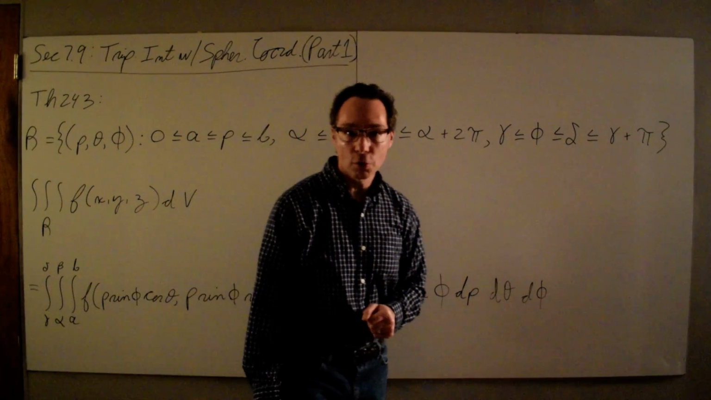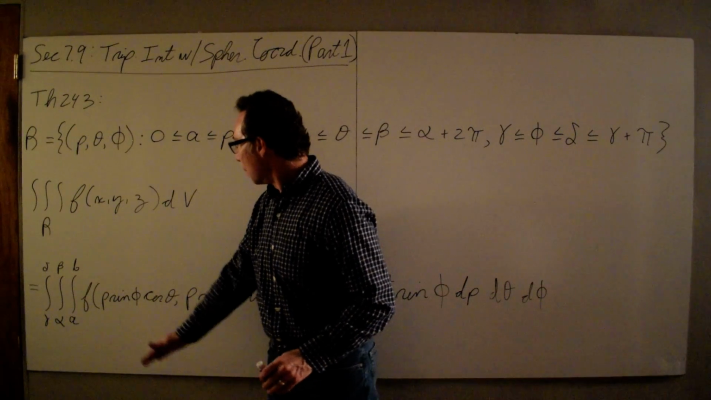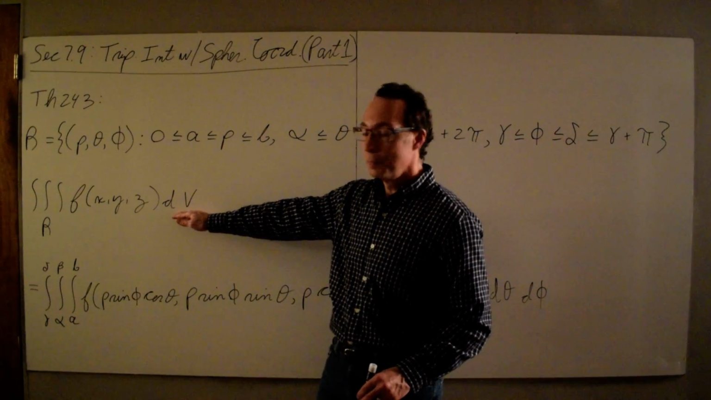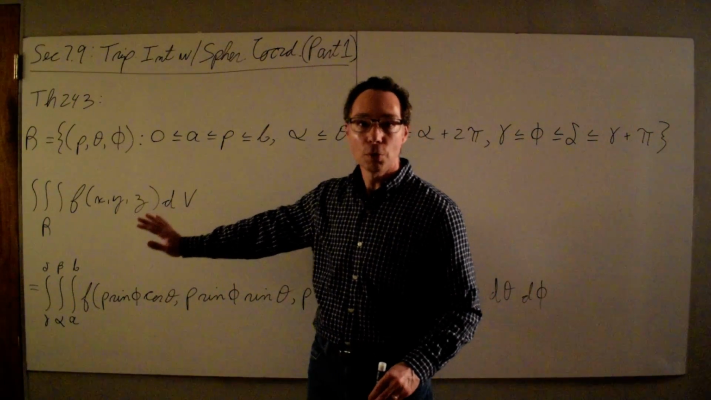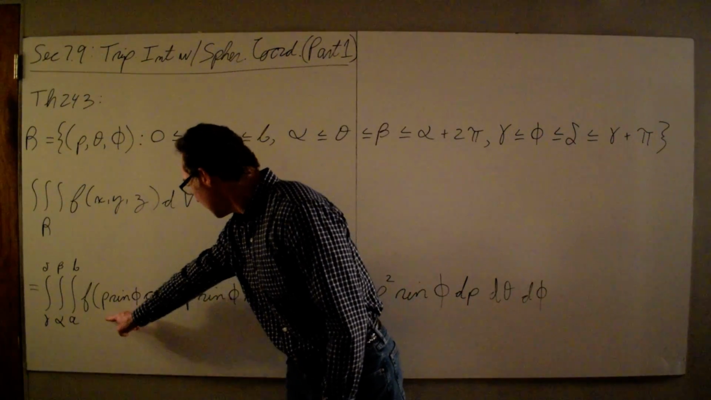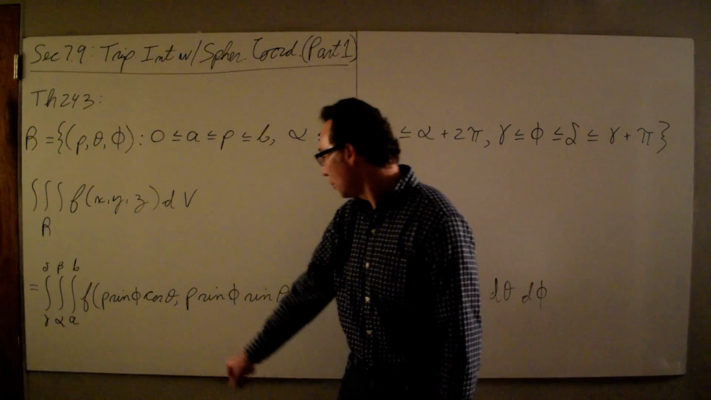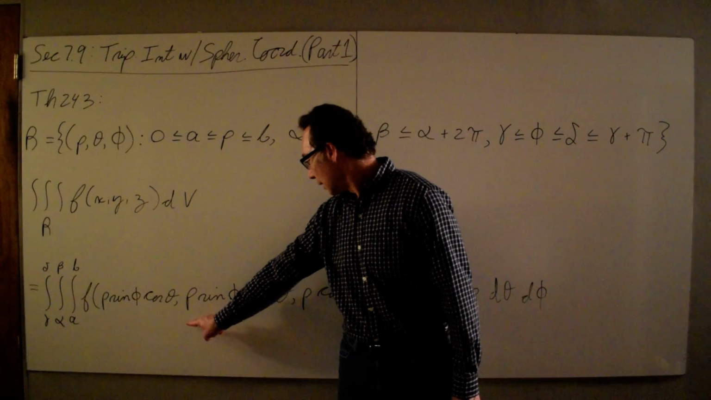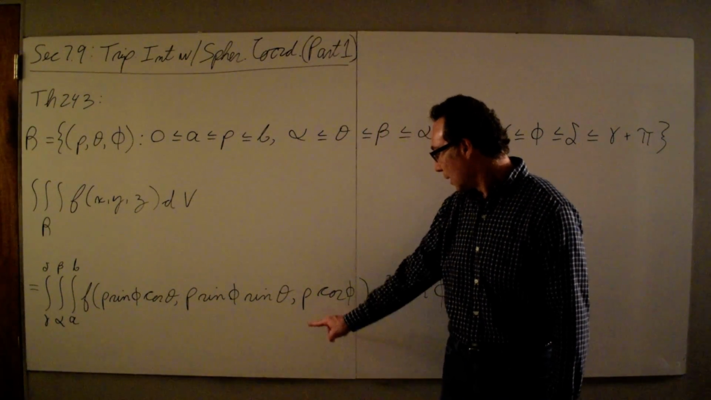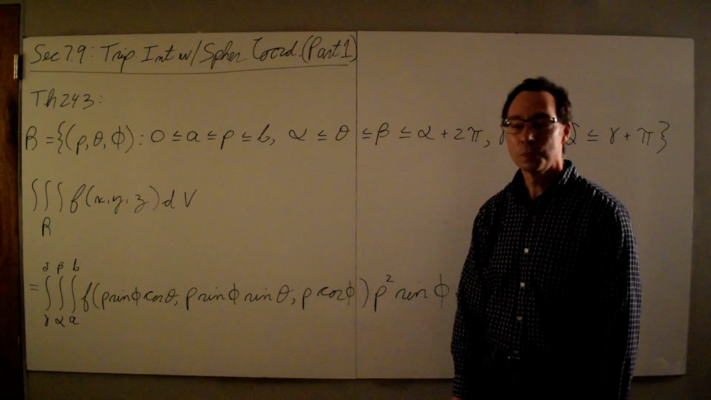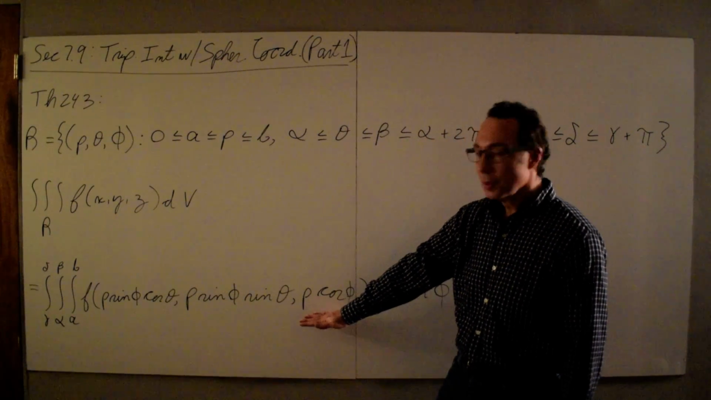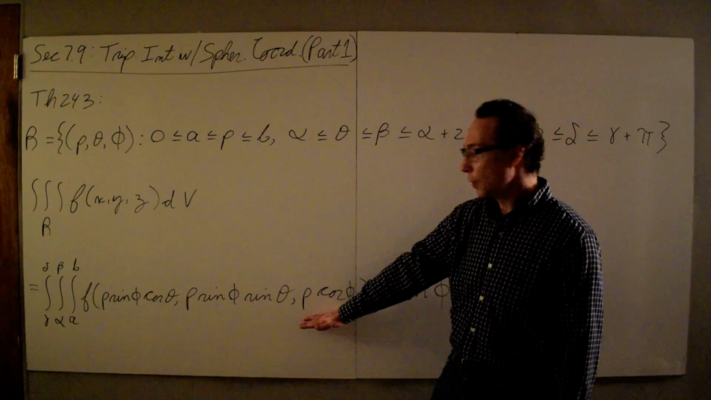And so then if we integrate over this wedge, f of x, y, z dV, then we convert things to spherical coordinates. Remember what x is. x is rho sine phi cosine theta. y is rho sine phi sine theta. And z is rho cosine phi. So this is just substituting our rectangular coordinates with spherical coordinates.